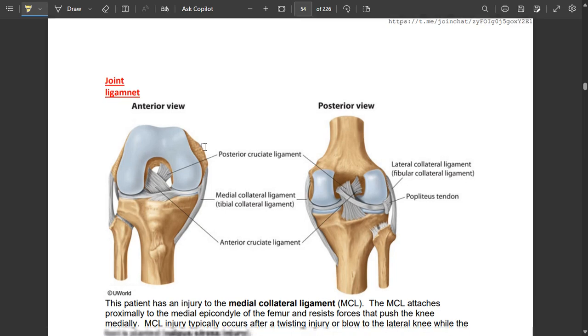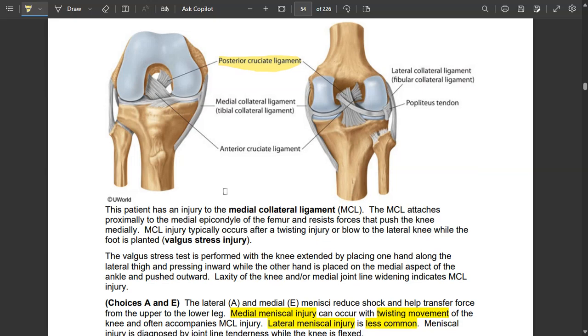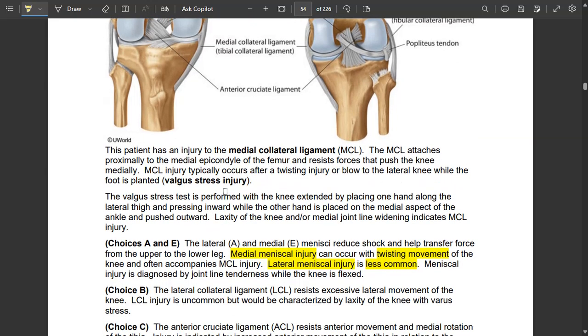Okay, now the joint ligaments. On review, there is the posterior cruciate ligament, the medial collateral ligament, the anterior cruciate ligament, the popliteal tendon, and the lateral ligament. This patient has an injury to the medial collateral ligament because of a lateral injury. What does the MCL attach to? It attaches proximally to the medial epicondyle of the femur and resists forces that push the knee medially.